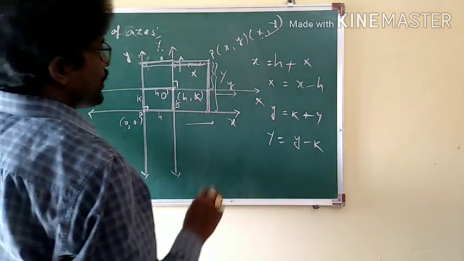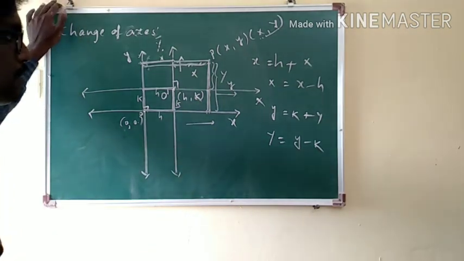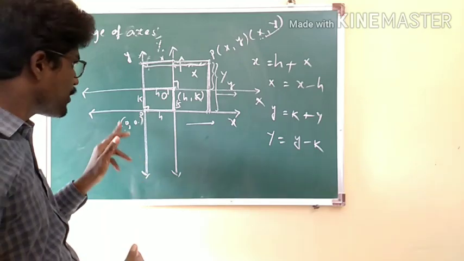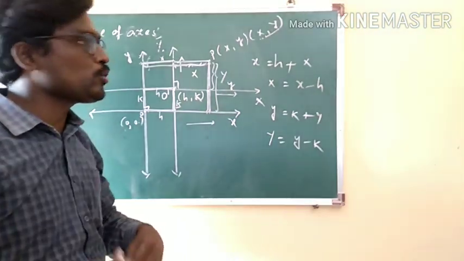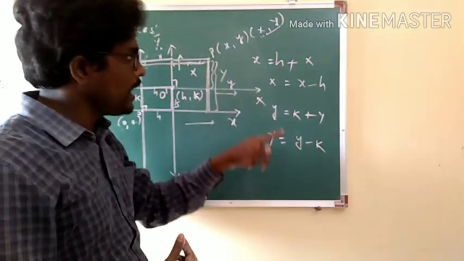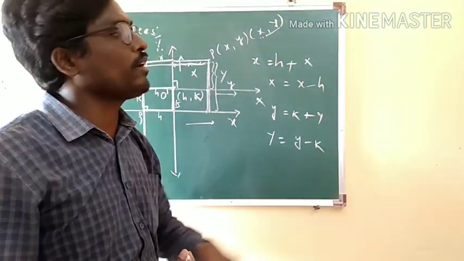Therefore, when you are given the coordinates (x, y) with respect to the old axis, and you are also provided with the new origin, that is (h, k), you can calculate the coordinates of (x, y) in the new system as capital X and capital Y, that is (x minus h, y minus k).